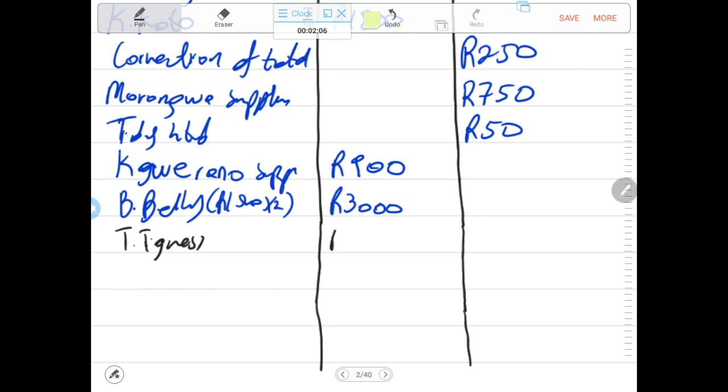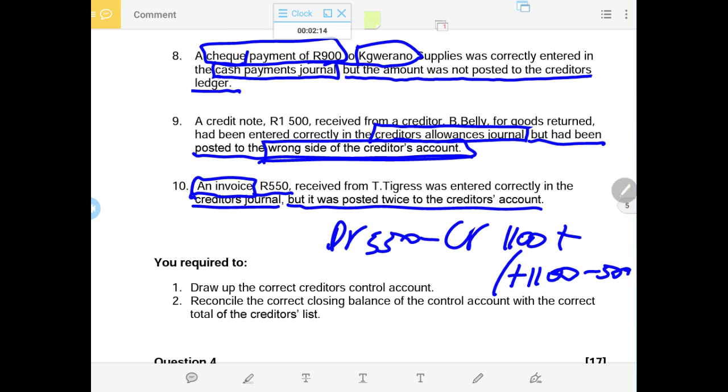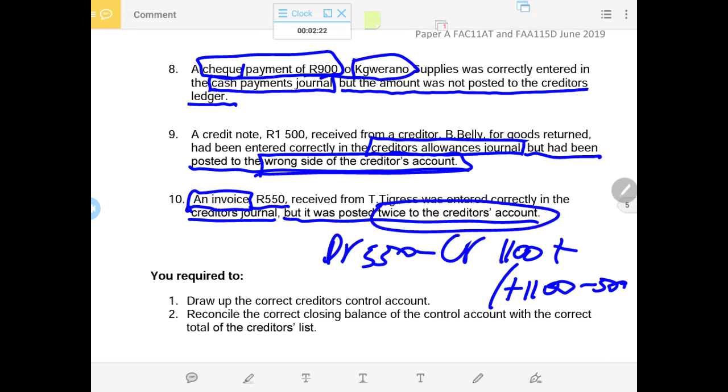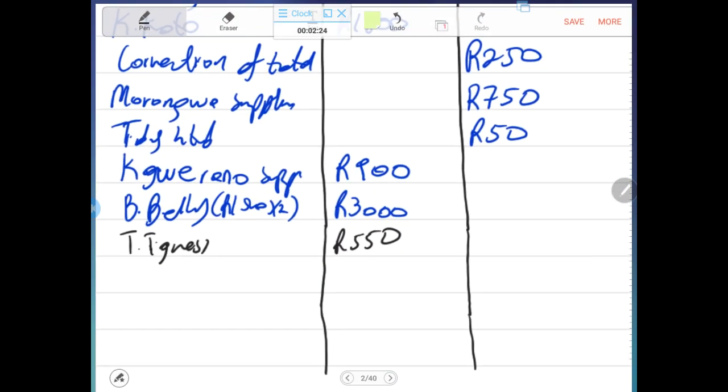Tigris, the 550 will be recorded on the debit side. Why? Because they doubled. Remember, they said it was recorded twice on the creditor's account, meaning it was recorded on the right side. They did not say on the wrong side.